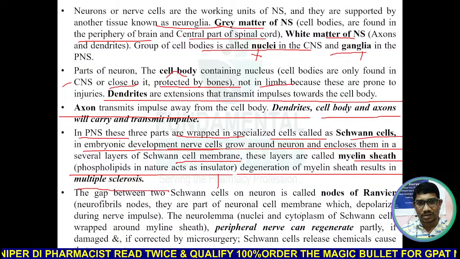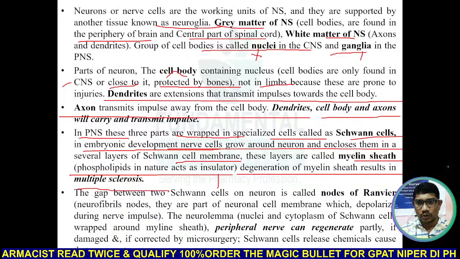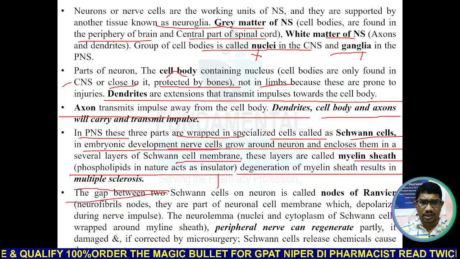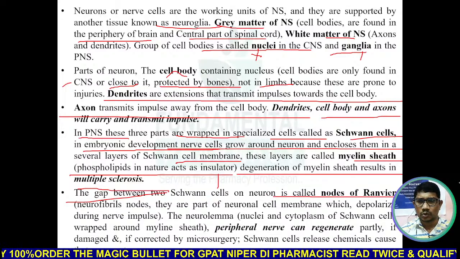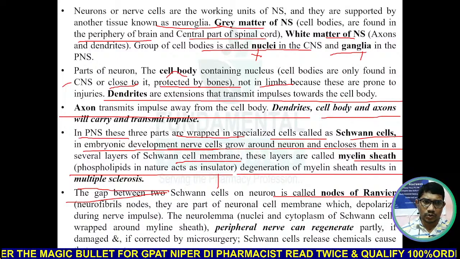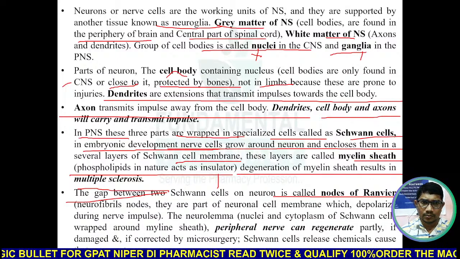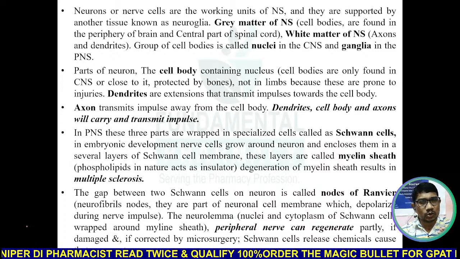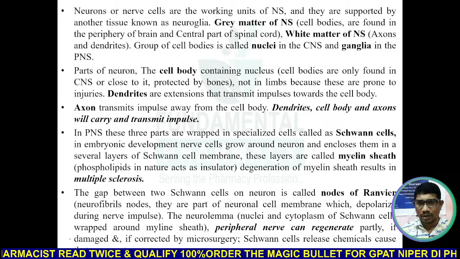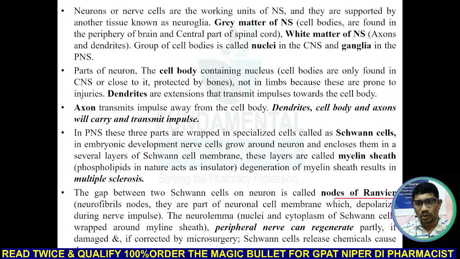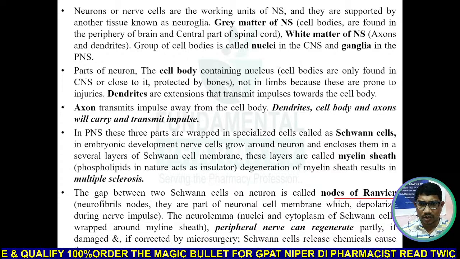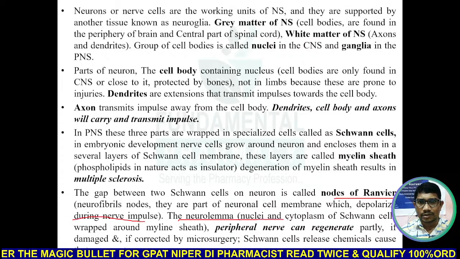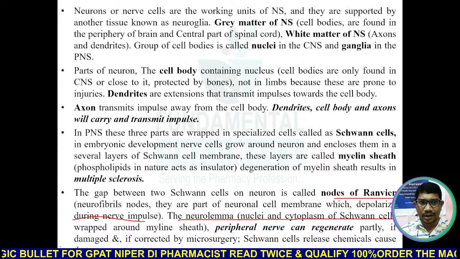The gap between Schwann cells of a neuron is known as the nodes of Ranvier, right. Look, the gap between two Schwann cells in the same neuron is known as the nodes of Ranvier, which helps to conduct the impulse faster. They are the part of neuronal cell membrane which depolarizes during the nerve impulse. The neurolemma, that is nuclei and cytoplasm of Schwann cell, is wrapped around the myelin sheath.